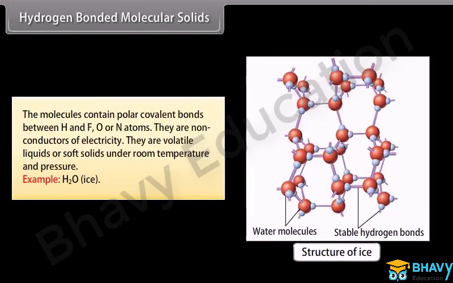Hydrogen-bonded molecular solids. The molecules contain polar covalent bonds between H and F, O, or N atoms. They are non-conductors of electricity. They are volatile liquids or soft solids under room temperature and pressure. Example, H2O, ice.